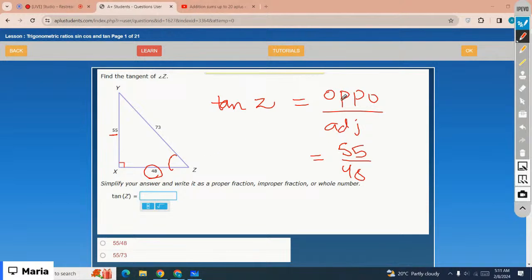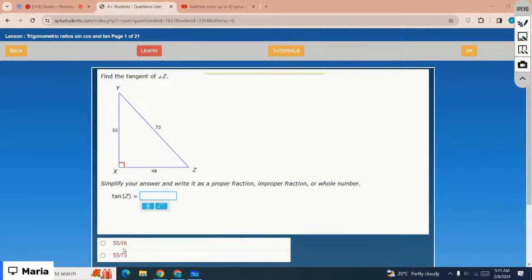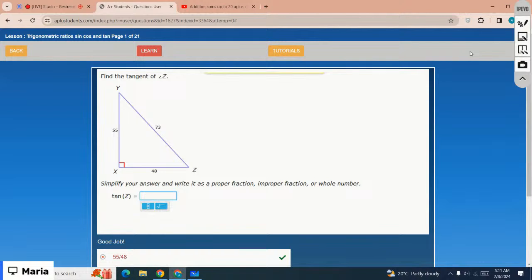Tangent Z is opposite divided by the adjacent. So from angle Z, this is the opposite. Opposite is this side and the adjacent is 48, right? So that would be 55 over 48. So option number one is the correct option, right? If you have any question, you can please ask. Sorry, I didn't know you cannot hear me.